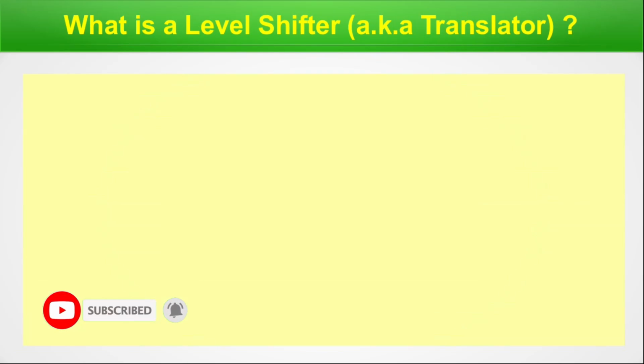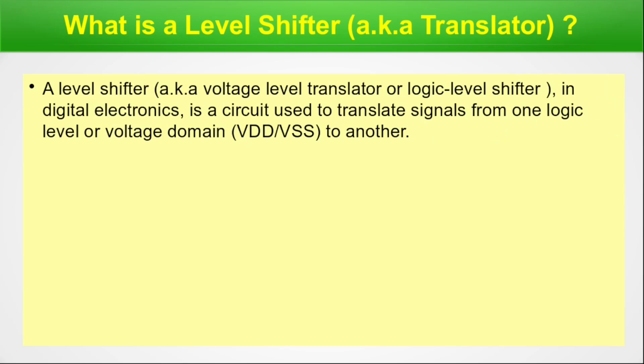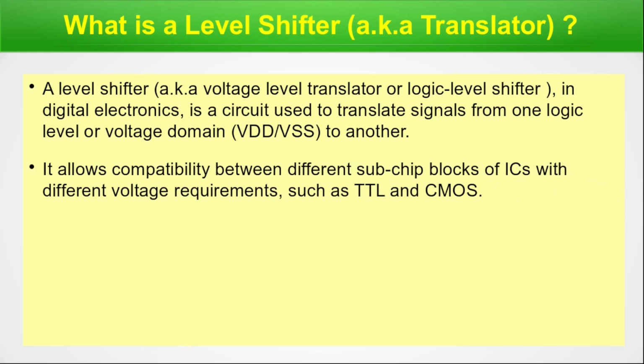What is a level shifter, also known as the translator? A level shifter, also known as the voltage level translator or logic level shifter in digital electronics, is a circuit that is used to translate a signal from one logic level or voltage domain to another. It allows compatibility between different sub-chip blocks of ICs with different voltage requirements such as TTL and CMOS.